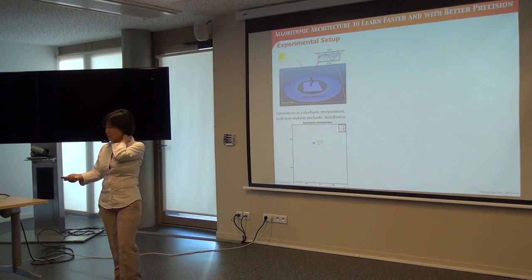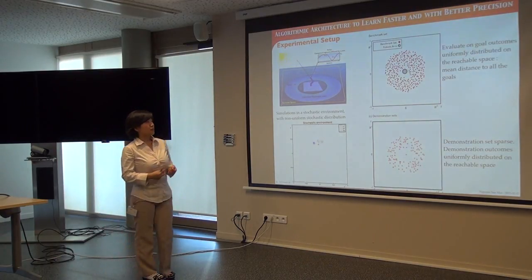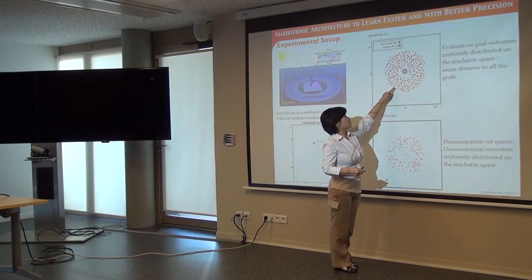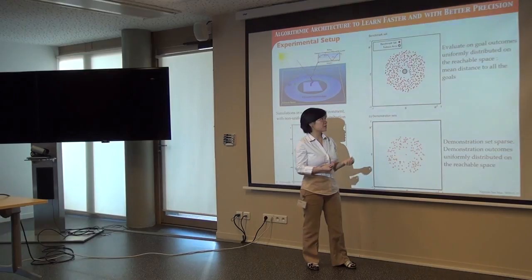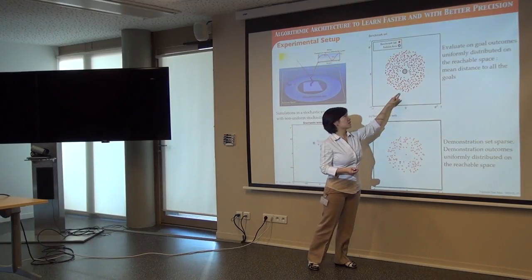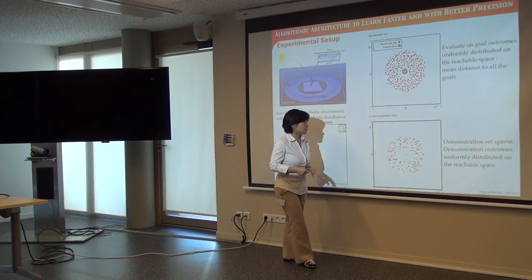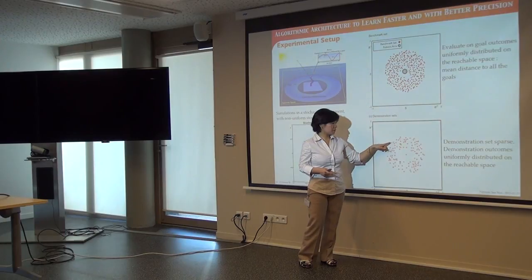So to evaluate, as shown in the video, we set a few benchmark points. These are goals that we asked the robot to try to learn, and we will measure the distance, how close it can reach each of those points. We also have a human who demonstrates how to reach all of those points.